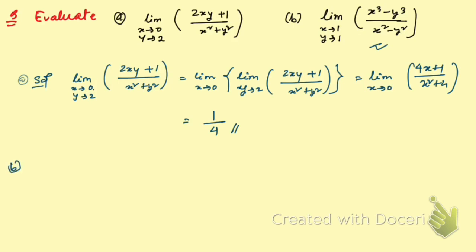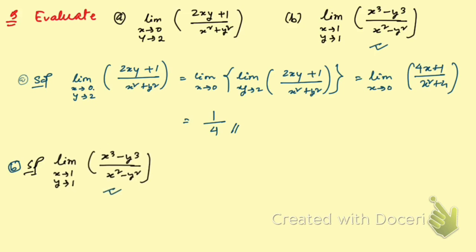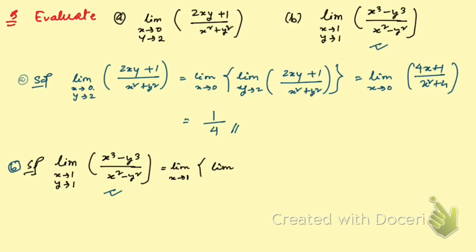Now you see B, solution. So here let me copy this. What we have, first let me write limit x tends to 1, then again the limit of the function as y tends to 1. So first let us put y equal to 1. That means first let us evaluate this part.